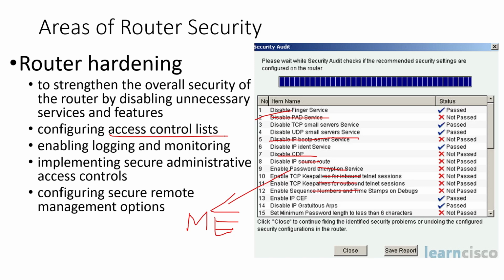And the last, you should also configure secure remote management options. If you want remote access to your routers, make it a point that only this user, this device, can remotely connect to your routers. So that will make it more secure. And with the help of logging and monitoring, you can also determine who, when, where this person, this entity logged in from.